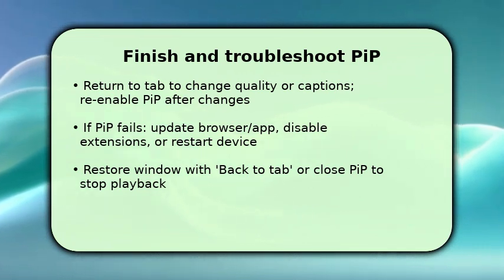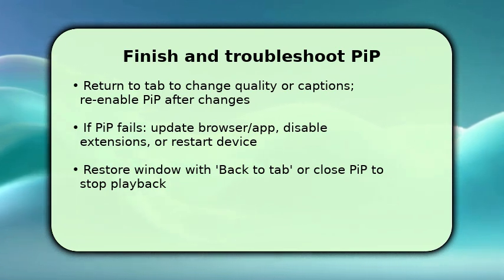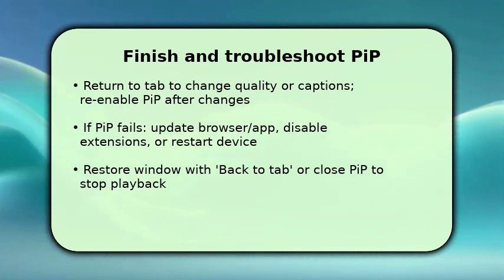If Pi-P doesn't appear or stutters, first update your browser or app, temporarily disable extensions that block scripts, and restart your device. These steps resolve most conflicts.